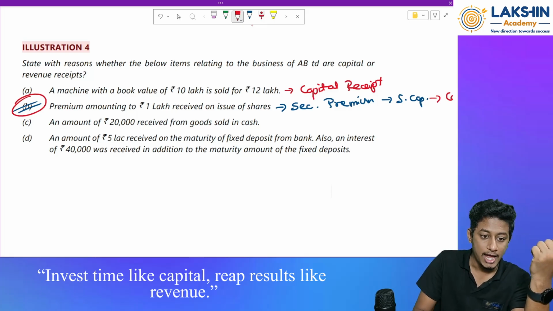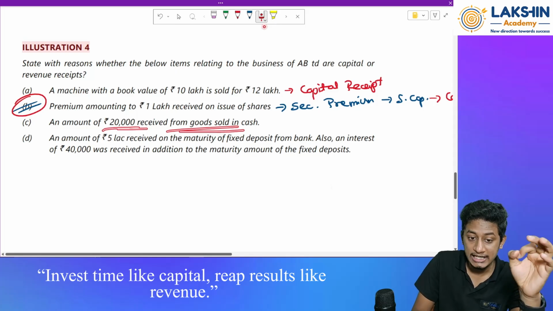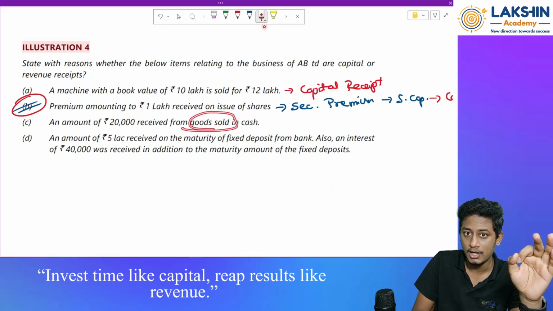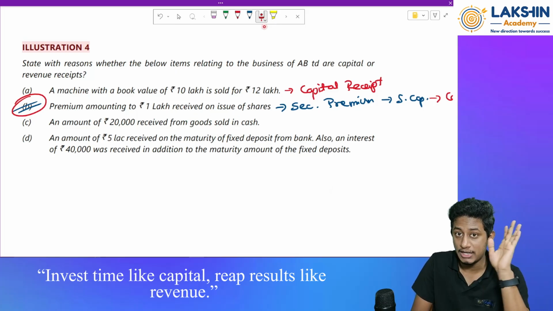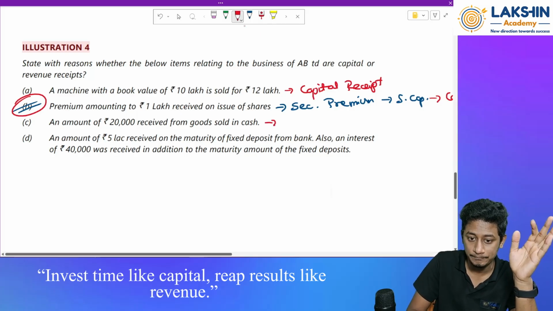Next. An amount of rupees 20,000 received for goods sold in cash. So here you are selling goods, which is your day-to-day business operation. So again, this will be taken as a revenue receipt.